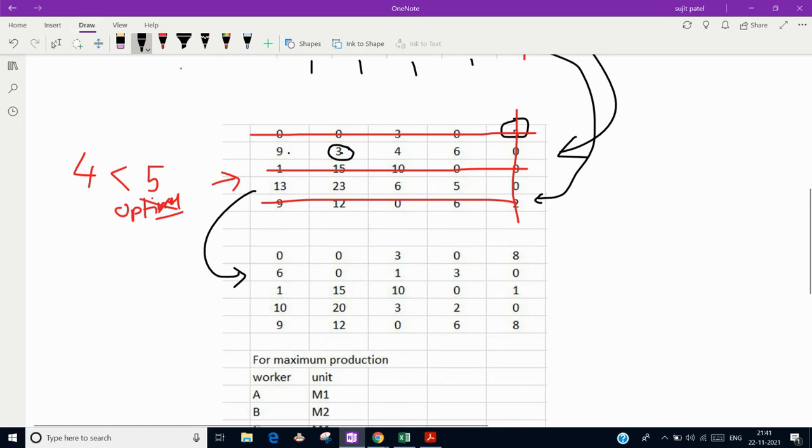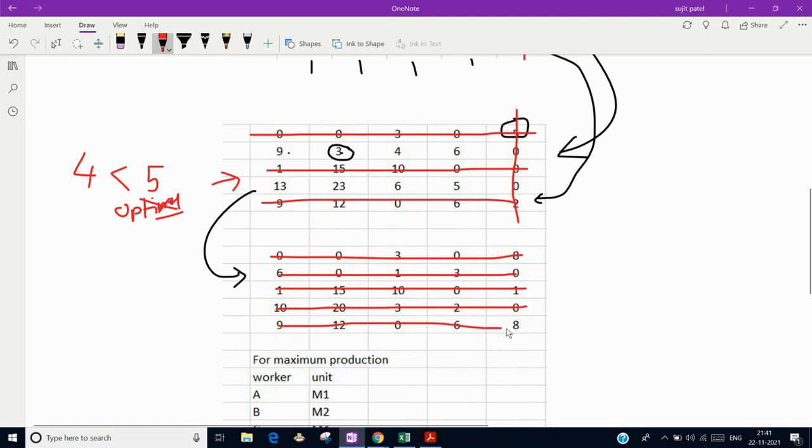Now what to do? Again we are trying to cover with lines. So here first line, second line, third line, fourth line, and fifth line. You can draw the lines in any way. You can draw 5 vertical lines also, or 3 horizontal, 2 vertical. But however you draw, you will get a minimum of 5 after this iteration. So here the number of lines is 5, which is equal to the rank of the given matrix. So this is the optimal solution that we are finding.